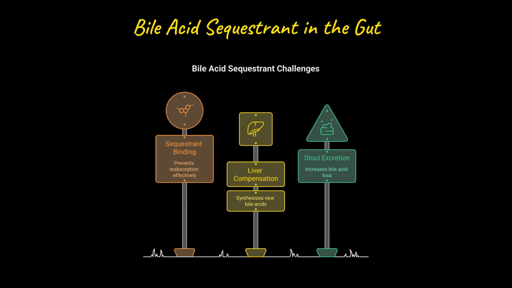Inside the intestine, the sequestrant is a large sticky molecule. It latches onto bile acids and carries them out in the stool. Because it never enters the bloodstream, it avoids systemic exposure, but anything else in the gut is at risk of being grabbed too. The interaction is purely physical, not chemical.